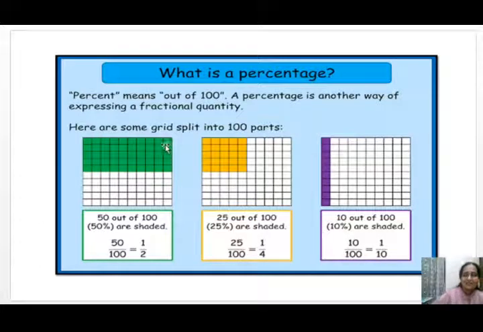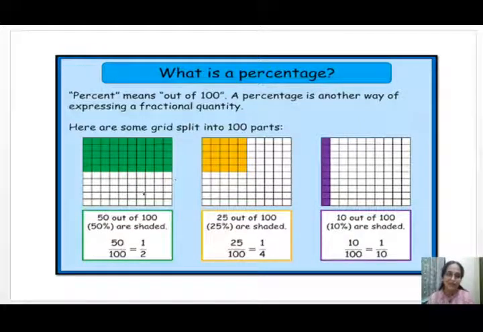You know this grid already from your decimal chapter, right? You used this grid to represent decimals. What does this first grid mean? How many parts are shaded out of 100 boxes? 50 boxes are shaded green out of 100 boxes.